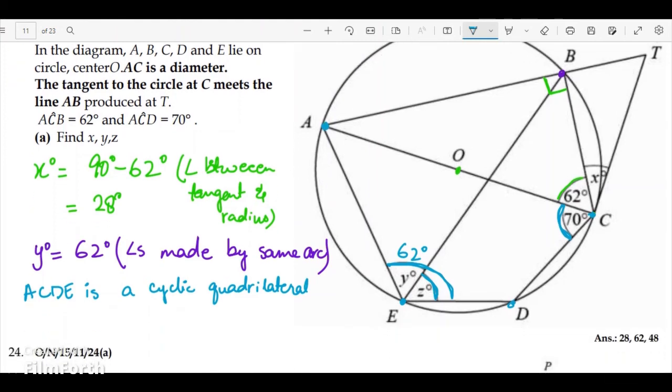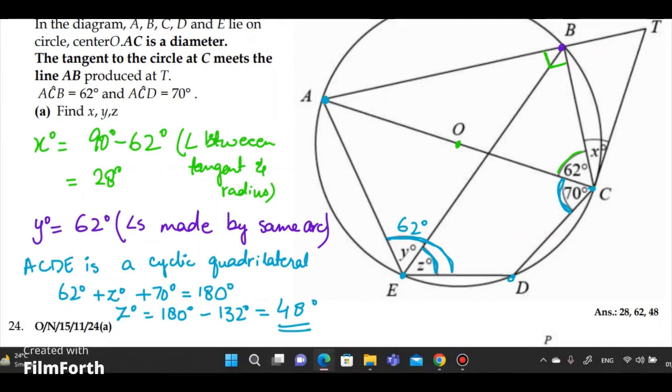So to work out this z angle, what we could do is 62 degrees plus z degrees plus 70 degrees is 180 degrees. So 62 plus 70 is 132. So z degrees is equal to 180 degrees minus 132 degrees. And if we find the answer, that would be 48 degrees. So 48 degrees is the answer of Z, 60 degrees is the answer of Y, and 28 degrees is the answer of X. Mission solved.